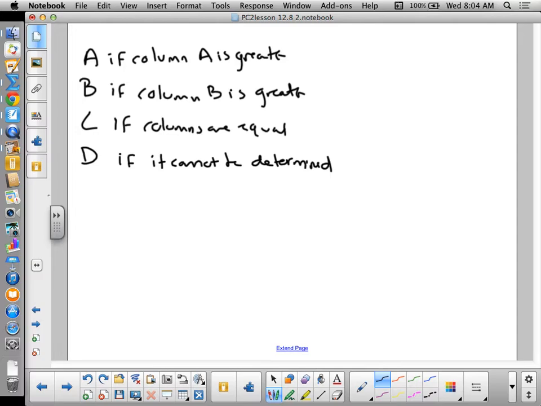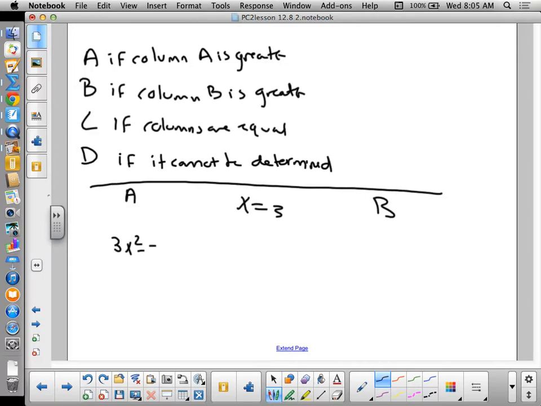And then what they'll do is they'll have something like this. Here's the problem: x equals 3. Here's column A, here's column B. And you just solve for it and decide which one is bigger. Now, that's, of course, a very simplified version.